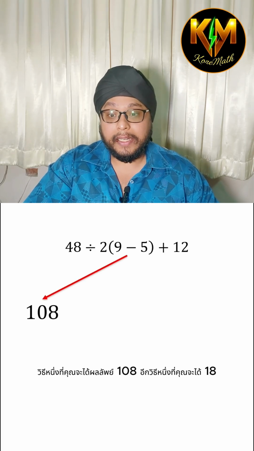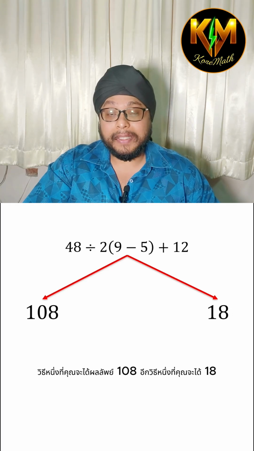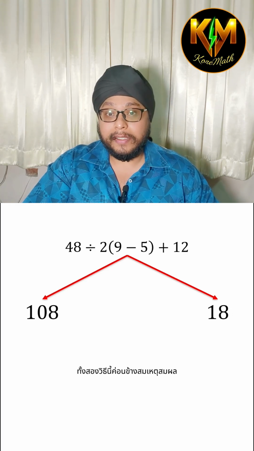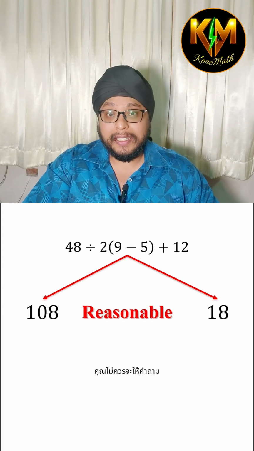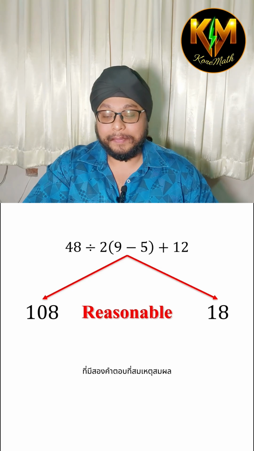One way you'll get 108, another way you'll get 18. But the thing is, both these methods are actually quite reasonable. And that's not really good. You can't have a question that has two reasonable answers, right?